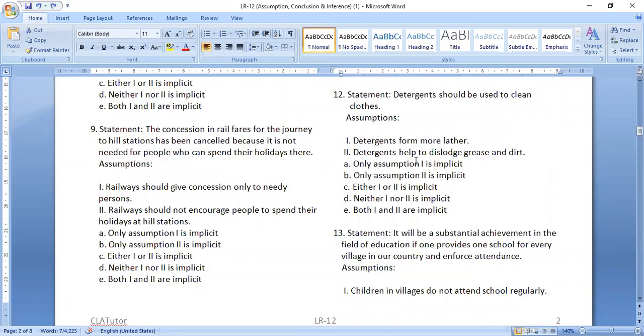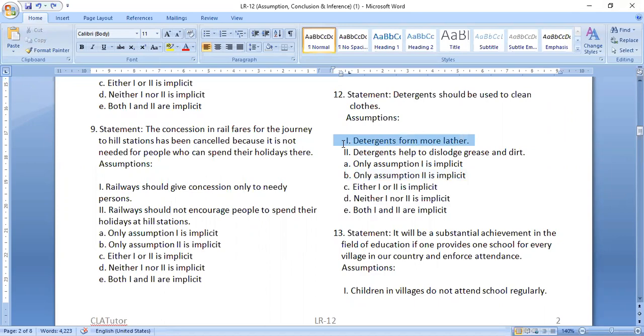Yes, sir. Okay. So 12, the statement is detergent should be used to clean clothes. And the assumption is detergents form more lather. I don't think it's logically implicit. Detergent helps to dislodge grease and dirt. Yes, 2 is obviously implicit. So 1 is not implicit and 2 is implicit. So the option is B. Very straightforward, right? So why can't one be correct?